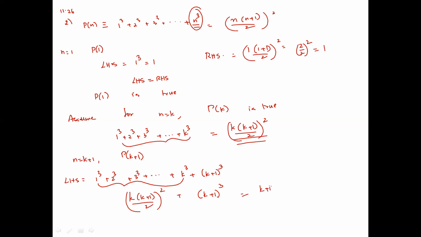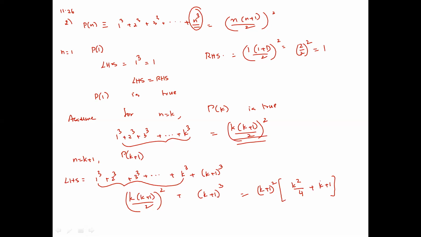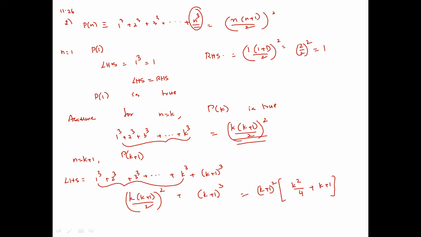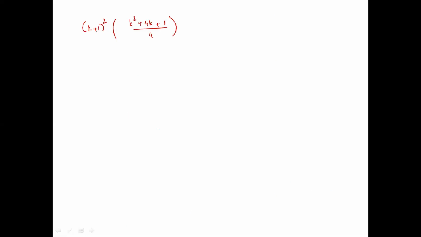Now I can take k plus 1 whole square common. So left is k square by 4 plus k plus 1. Or I can write k plus 1 whole square into, I can take common denominator 4. So that I will have k square plus 4k plus 4, by 4. So I can write this as k plus 1 whole square into k plus 2 whole square by 4. Or k plus 1 into k plus 2 by 2 whole square.